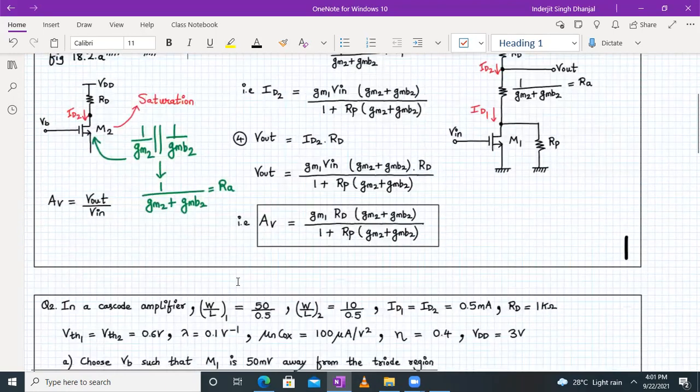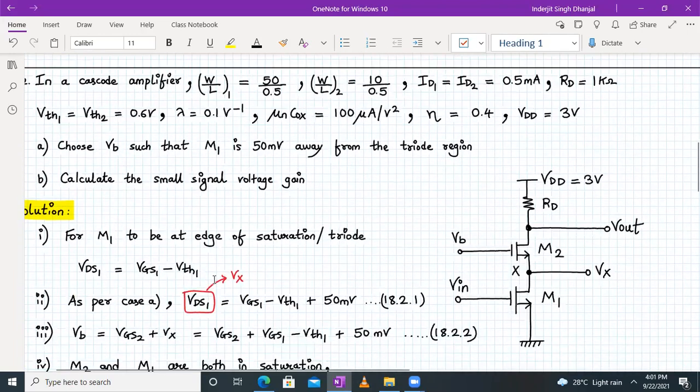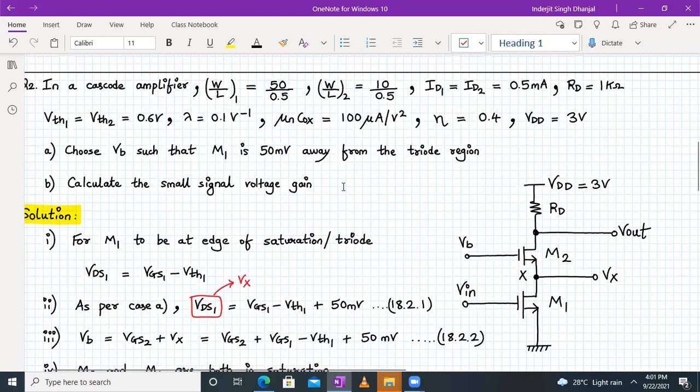Now let's move on to question number 2. It's about a cascade amplifier numerical. Remember, in lecture number 17 we also solved one numerical on a cascade amplifier. This is slightly different. There we were finding the intrinsic gain of the cascade amplifier and the small signal voltage gain. Here we are also finding the small signal voltage gain, but additionally we have to find something else. So let us read the numerical.